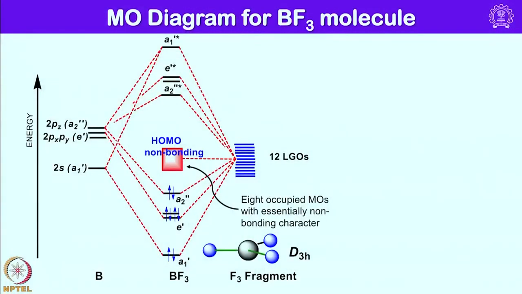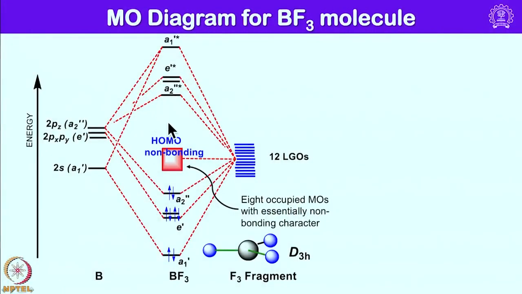Okay. So, you just recall the MO diagram I showed for the BF3 molecule while discussing the bonding concepts. Here you see B can utilize 4 valence orbitals, so 3 p orbitals and 1 s orbital, whereas the F3 fragment has 12 orbitals, essentially each one has 3 p and 1 s. So, as a result, in total we have 12 ligand group orbitals. These ligand group orbitals will combine with B to form bonding and non-bonding orbitals. That means essentially we have a total of 16 atomic orbitals. Out of 16 atomic orbitals, 4 are used for bonding and 4 for antibonding, and the remaining 8 remain as non-bonding with 16 electrons.